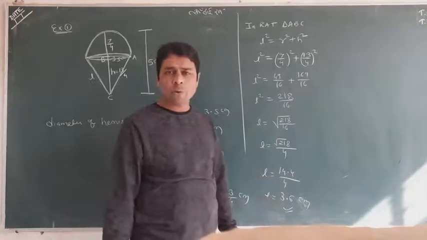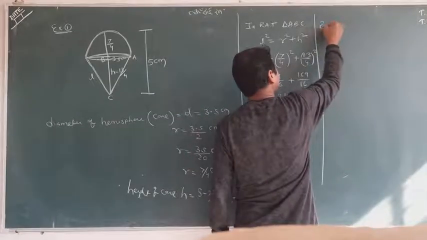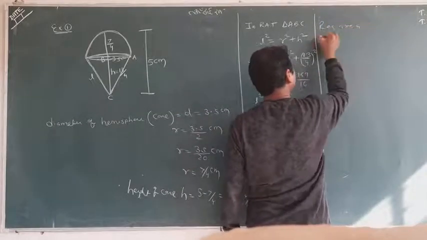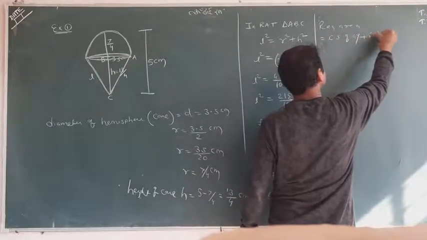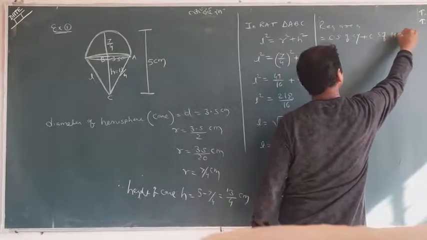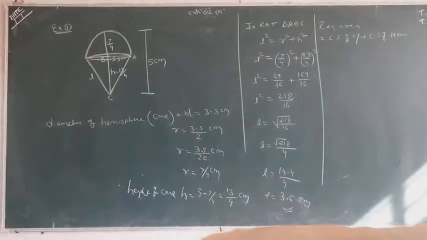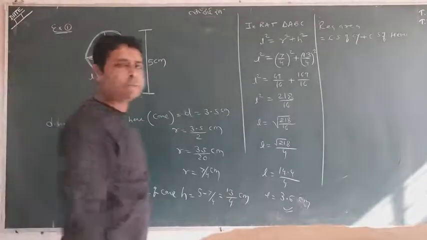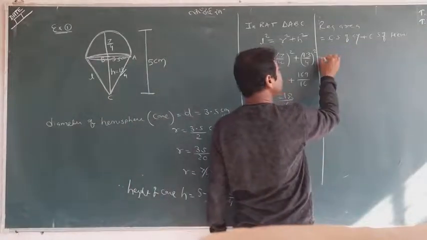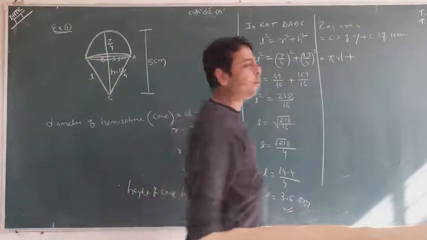Now student, you already have found everything needed, and the required area is equal to curved surface of cylinder plus curved surface of hemisphere. Now, this is the area which Rashid has to color, curved surface of cylinder and curved surface of the hemisphere. So what is the formula of curved surface of cylinder? Pi r l. And what is the curved surface of hemisphere?